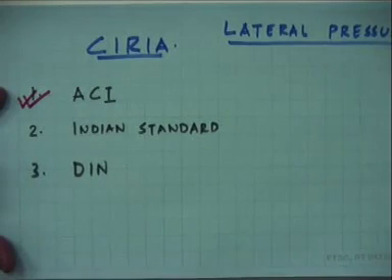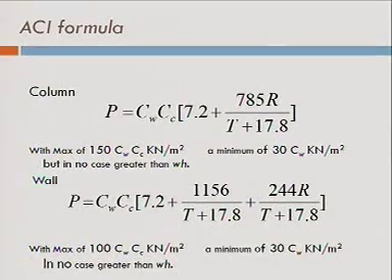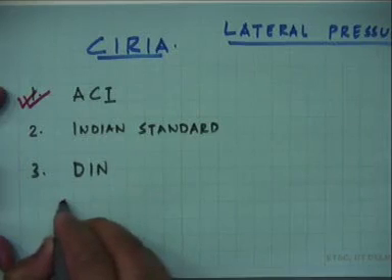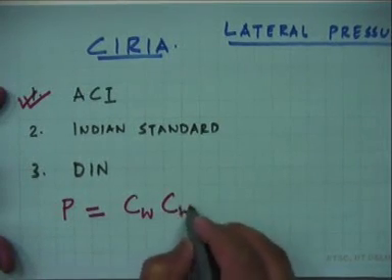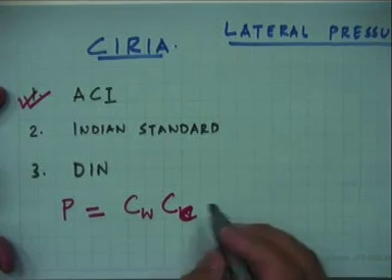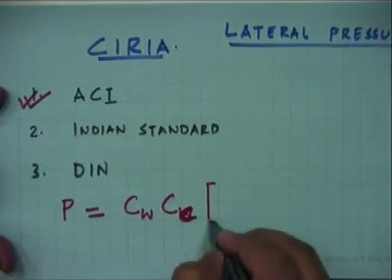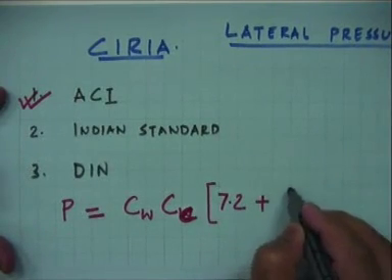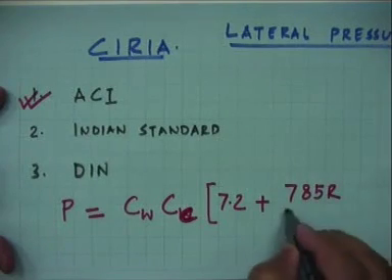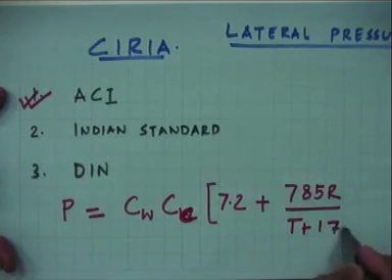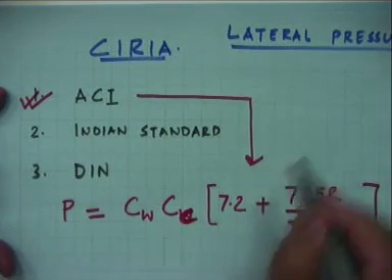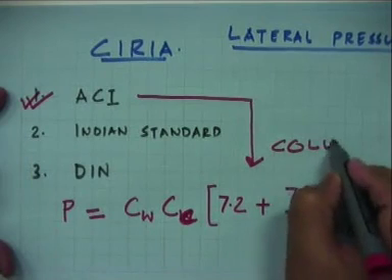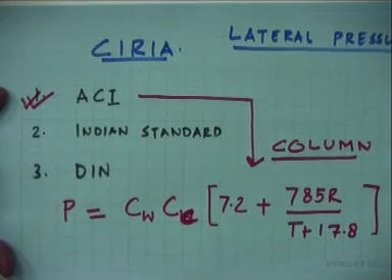Now, in ACI, if you look at the formula, or else I will write it here, the ACI method gives you the formula to calculate lateral pressure like this. P is equal to coefficient Cw and another coefficient Cc, multiplied by 7.2 plus 785 R divided by T plus 17.8. This is the formula. Remember, we are discussing the ACI formula, and this formula is valid for calculating the lateral pressure for column. This formula is for column, right?